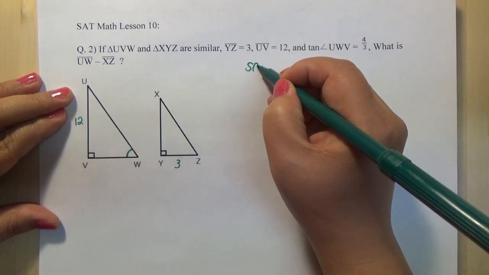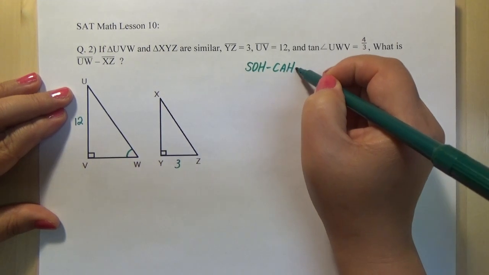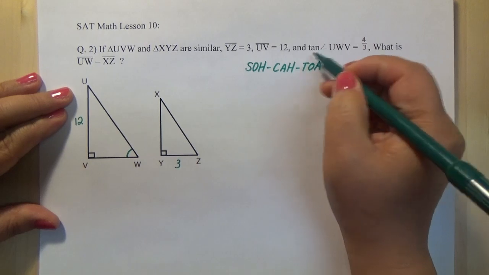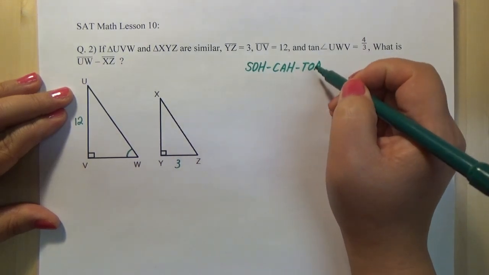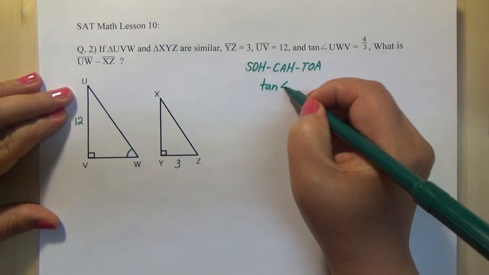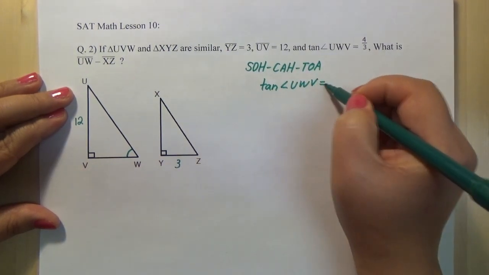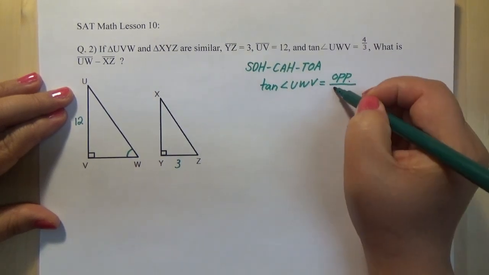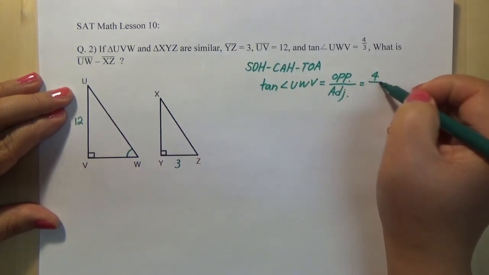So what is tangent? So we should know again SOHCAHTOA, but we only have to consider TOA. So tangent is opposite over adjacent. So tangent of angle UWV is equal to opposite over adjacent, which is 4 over 3.